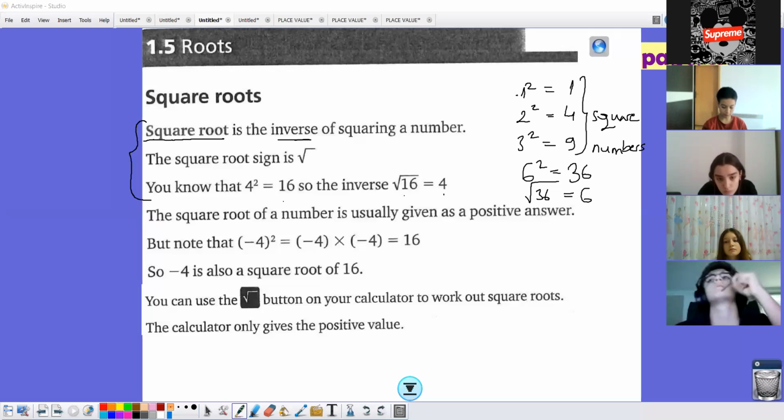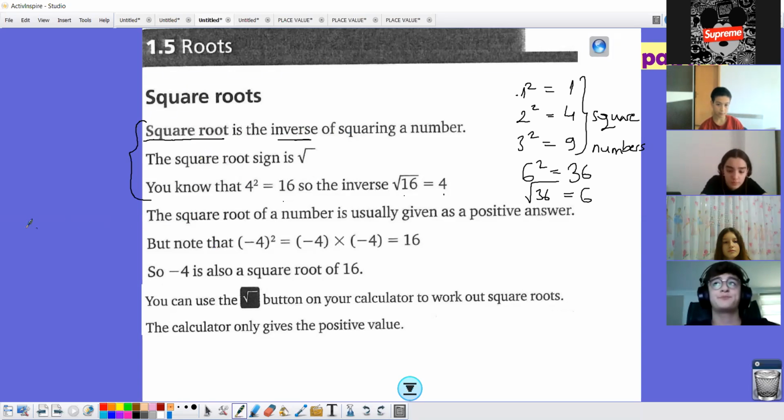Teacher, can I ask you a question? Like there is square roots. Is there cube roots? Yeah, there will be. Later in the future, you will have also. Okay. Did you write these sentences?